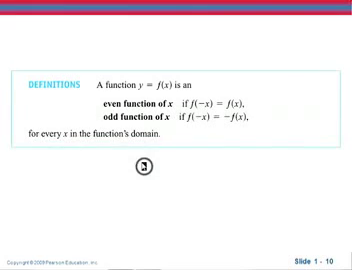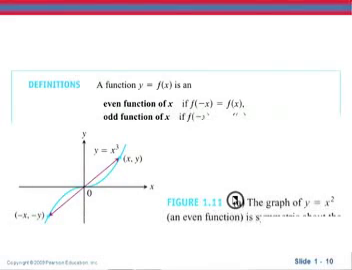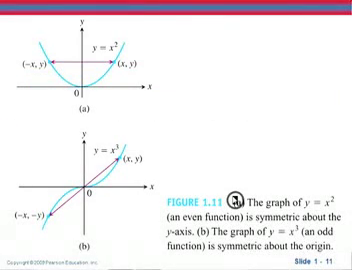Some other terms you'll see through the book are even function and odd function. If a function is even, then f(-x) is going to be equal to f(x). If a function is odd, f(-x) is going to be equal to -f(x). And that's for every x in the function's domain. Here's an example of an even function and an odd function. y equals x squared is an even function. Remember we said f(-x) is equal to f(x). And you can see here at -x and at x you have the same y value. Visually what you can tell about even functions is that they're symmetrical about the y-axis.